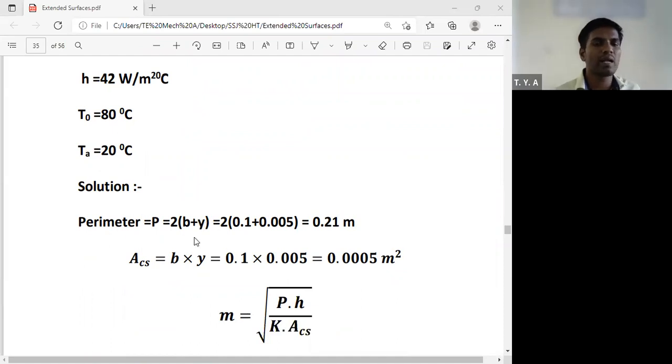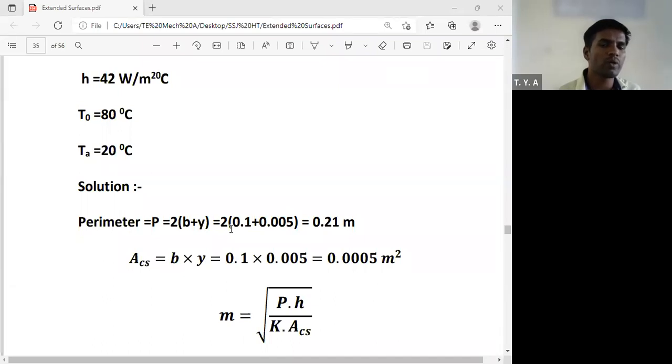Okay, in the diagram we drew yesterday, the perimeter was shown as 2 into (B plus Y). So B is given, Y is given. So put that value, and we get the value of perimeter, that is 0.21 meter. Similarly, we have to calculate the value of cross section area. So what is the value of cross section area? That is B into Y.